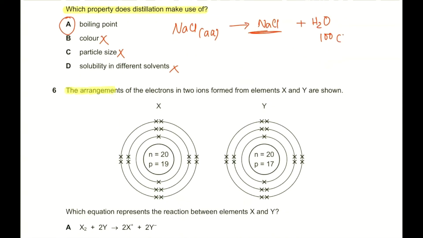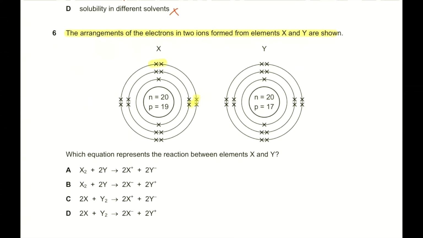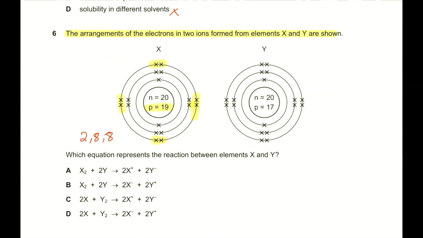Question number 6. The arrangement of electrons in two ions formed from elements X and Y is shown. So we can see X has 8 electrons in its outer shell. We can see the number of protons is 19. We can thereby see an electronic configuration of 2, 8, 8. That means there is a total of 18 electrons. So guys, this must be an ion. X must be an X plus ion because it has 19 protons but 18 electrons.